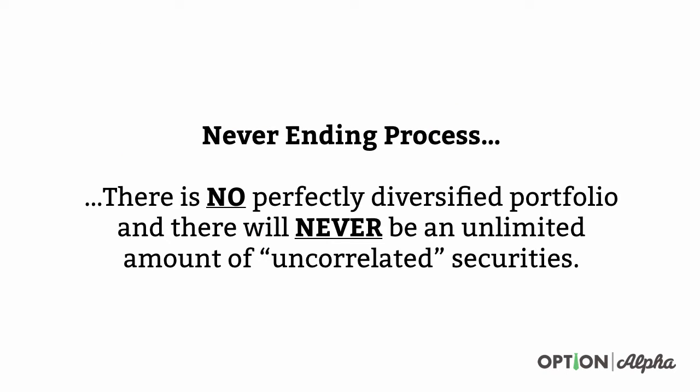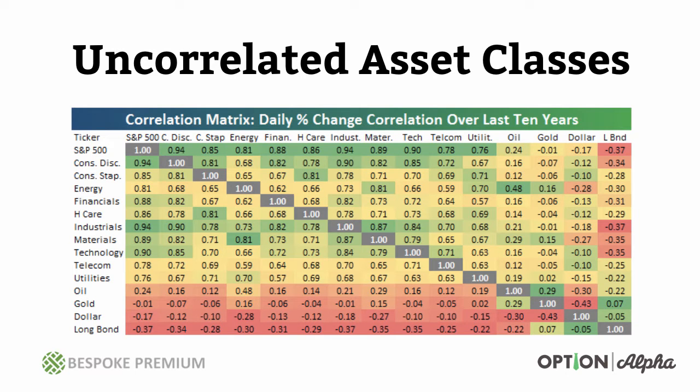industries. Now, the truth is that diversification for us is a never-ending process. It is a goal, not a destination. There is no perfectly diversified portfolio, and there never will be an unlimited amount of uncorrelated securities. Even in our chart, you can see there is not one single sector that is 100% uncorrelated with something else. Everything has some small correlation, negative or positive. It might be very small, but everything is correlated with one another.